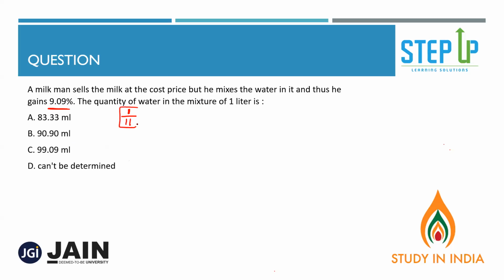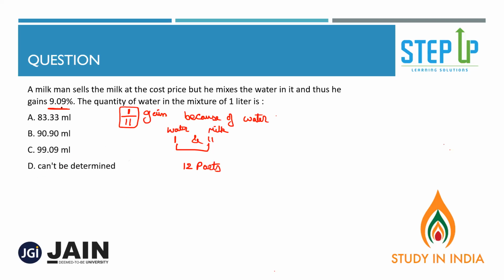Okay, he's gaining this much part. All right, that's his gain. And gain is because of what? Because of water. So can I say one part will be water and 11 part will be milk? So total he's selling is 12 parts. Did you understand this part, people? Anybody wants me to repeat?